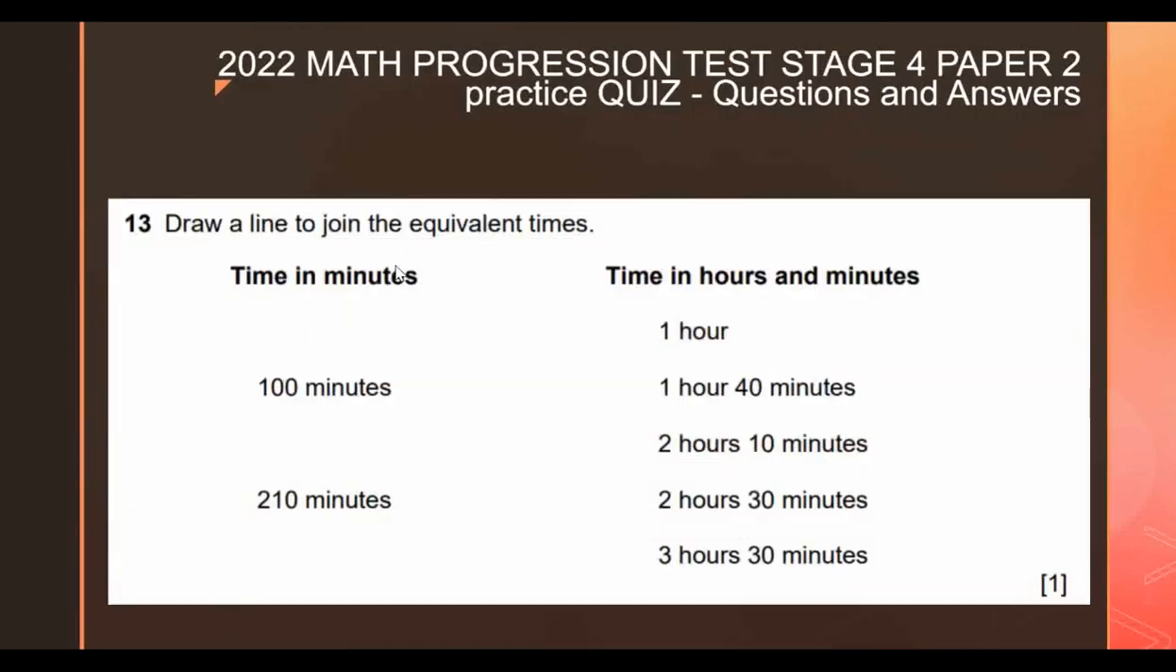Draw a line to join the equivalent times. Time in minutes: 100 minutes, 210 minutes. Time in hours and minutes: 1 hour 40 minutes, 2 hours 10 minutes, 2 hours 30 minutes, 3 hours 30 minutes. 10 seconds from now.